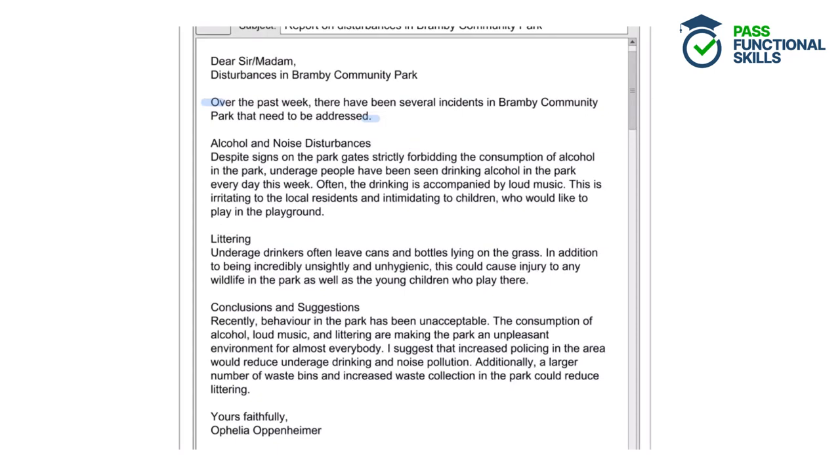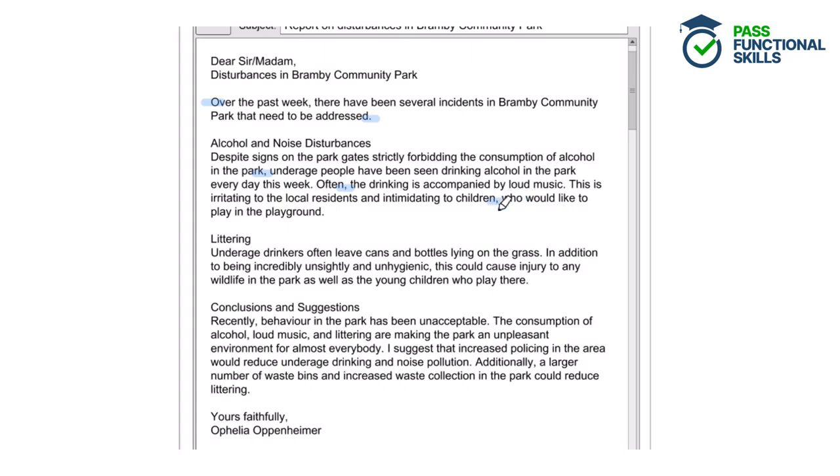We've also got commas that have been used throughout the answer to separate out different clauses. So different parts of the sentence have been separated. For example, we've got despite signs on the park gates strictly forbidding the consumption of alcohol in the park. And then we've got a comma there where the reader would take a breath. And then underage people have often been seen drinking alcohol in the park. So we've got commas used throughout the answer to separate out different clauses and to add additional information.